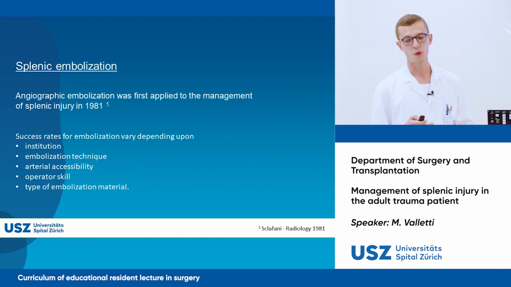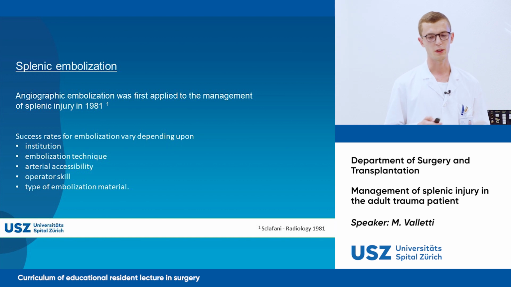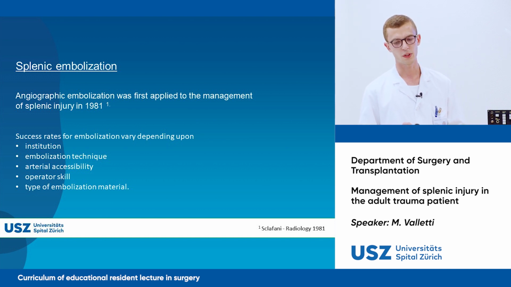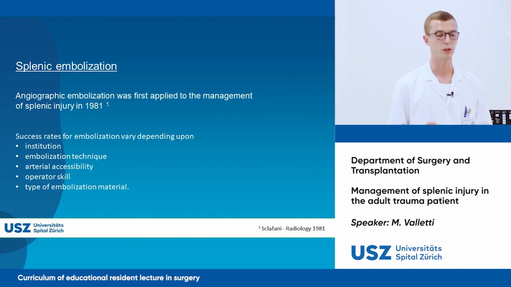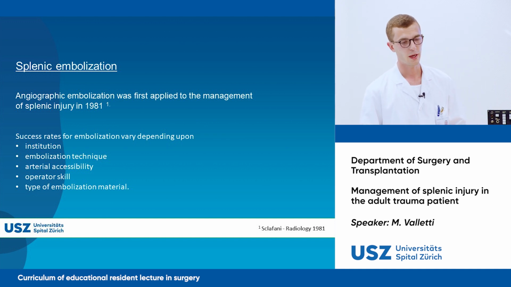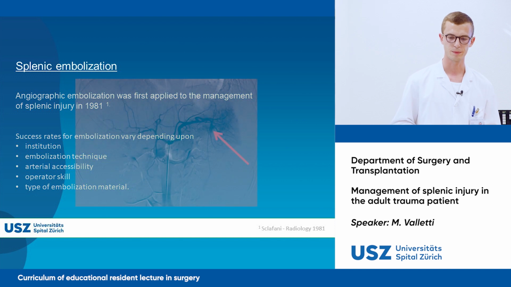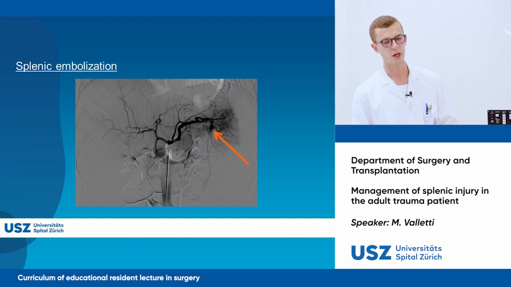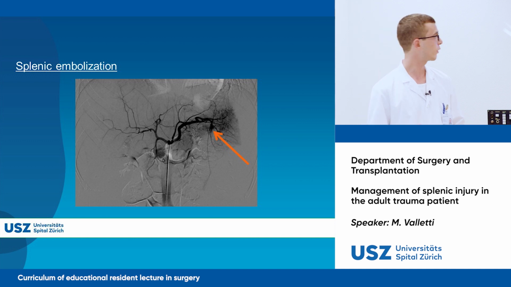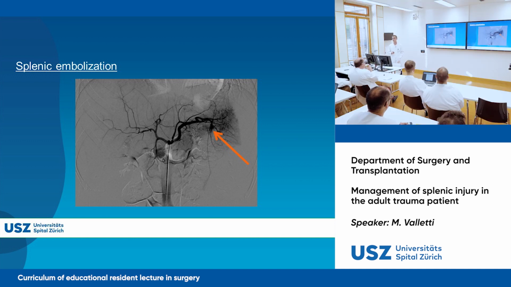Angiographic embolization was first used by Scalfani in 1981, and the success rate of this technique depends on institution, embolization technique, arterial accessibility, of course operator skill, and type of embolization material. In the picture above, you can see at the top of the orange arrow a bleeding vessel during an angiography before the embolization was performed.